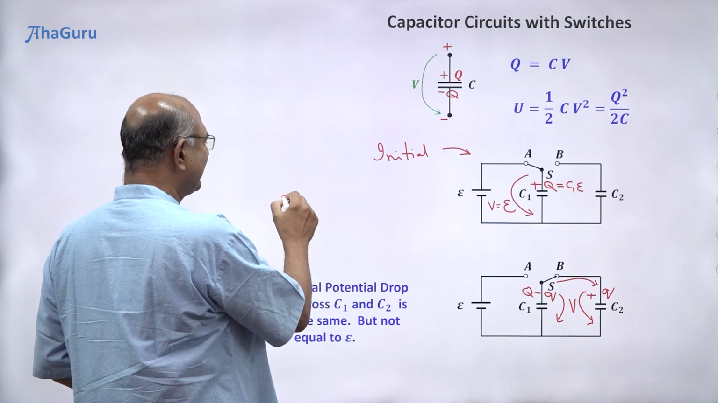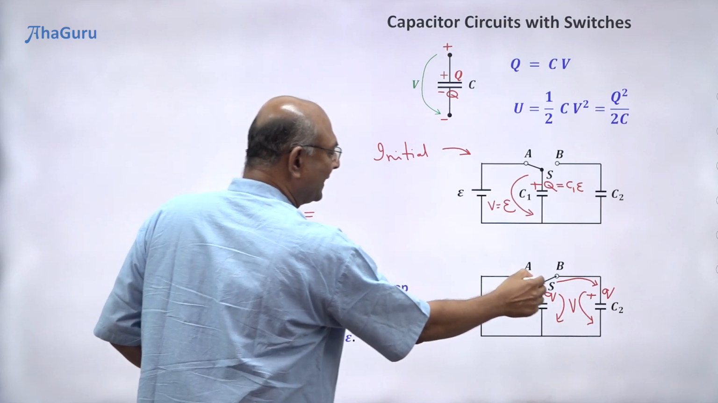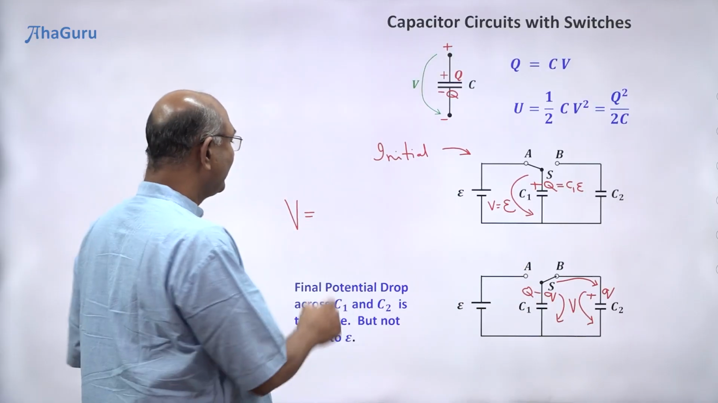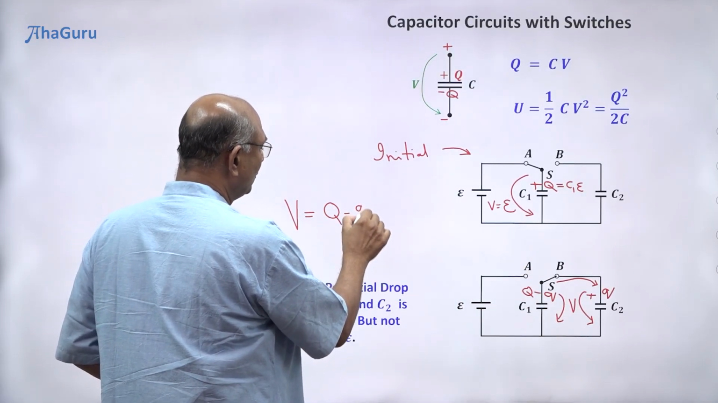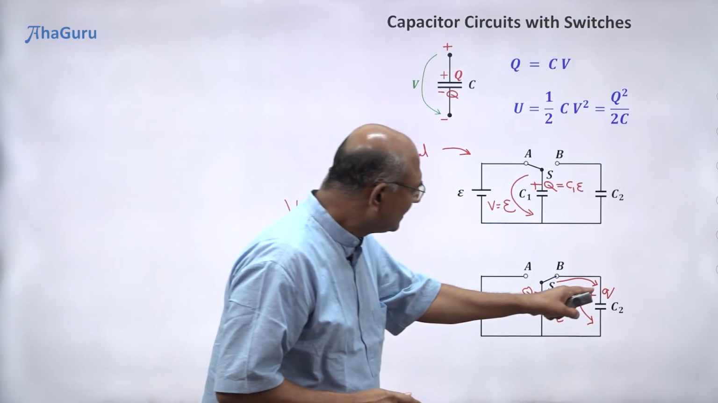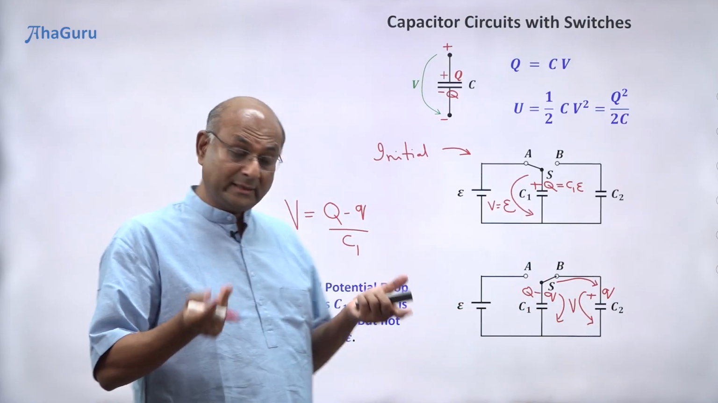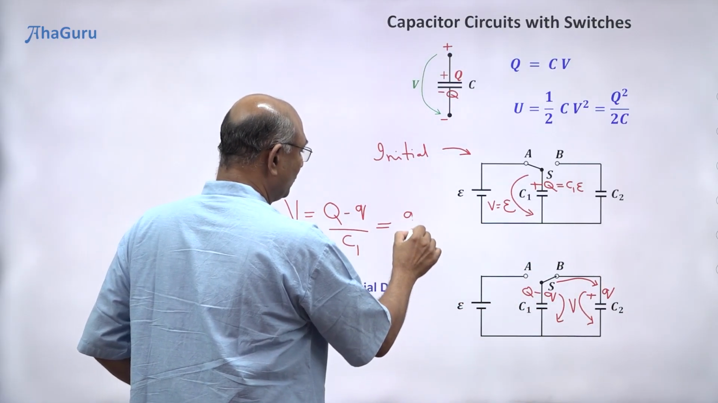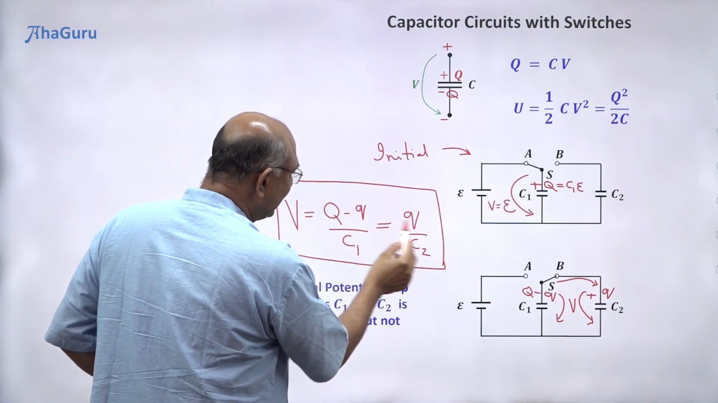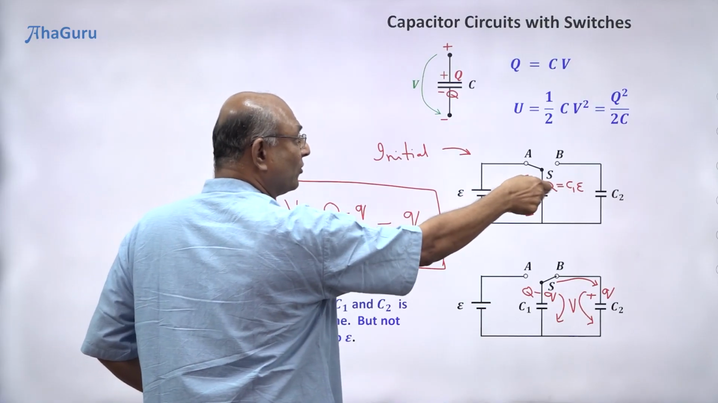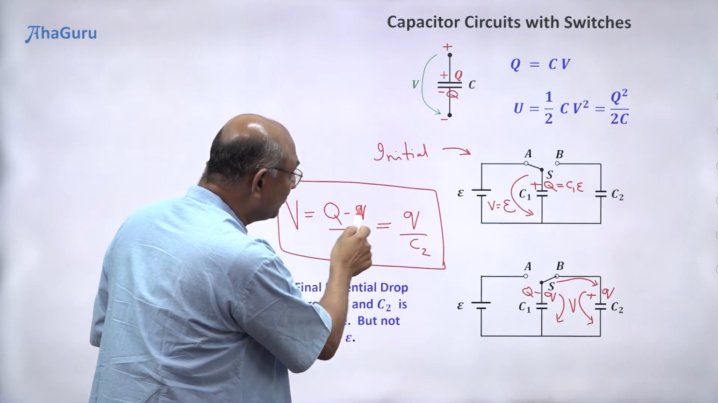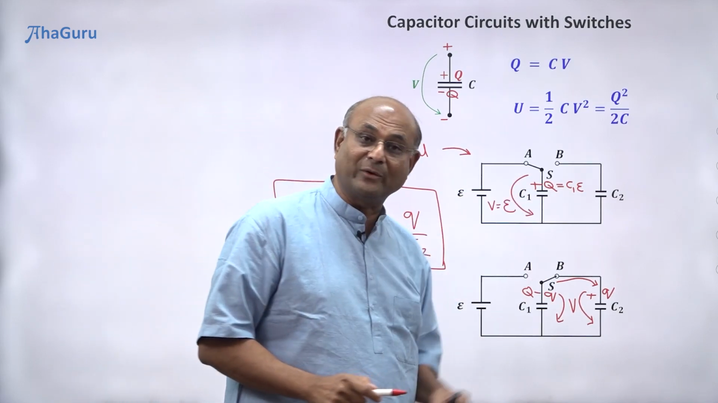In fact, I can even calculate it. I can write V is Q minus q by C1. C1 into V will be Q minus q. But wait a minute. Can't I also write it as q by C2? Yes. You can also write it as q by C2. Notice this gives us an equation. Capital Q you already know, C1E. C1, C2 you know. So if you solve this, you can find what small q is. You can actually find out how much charge is going to flow.